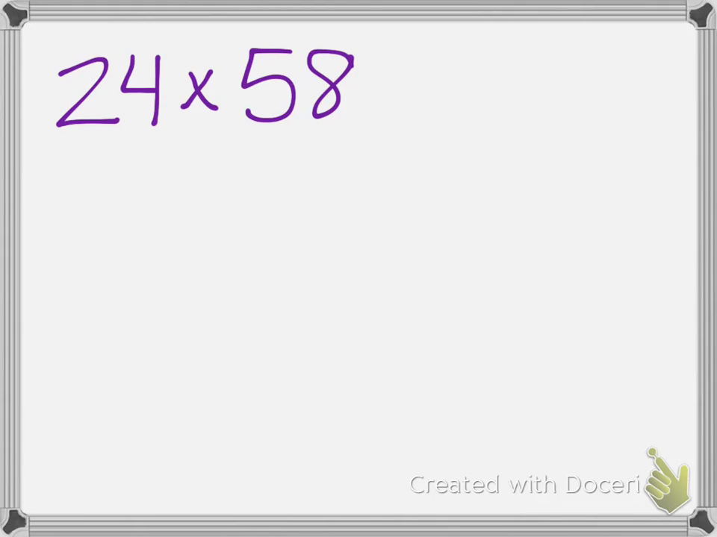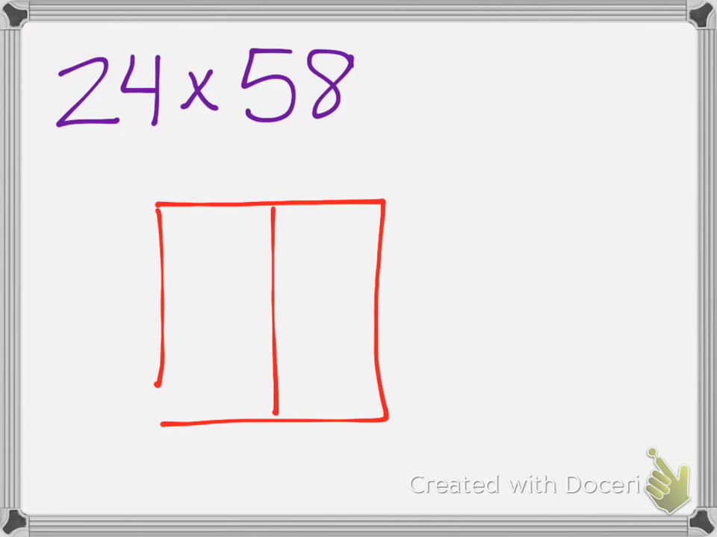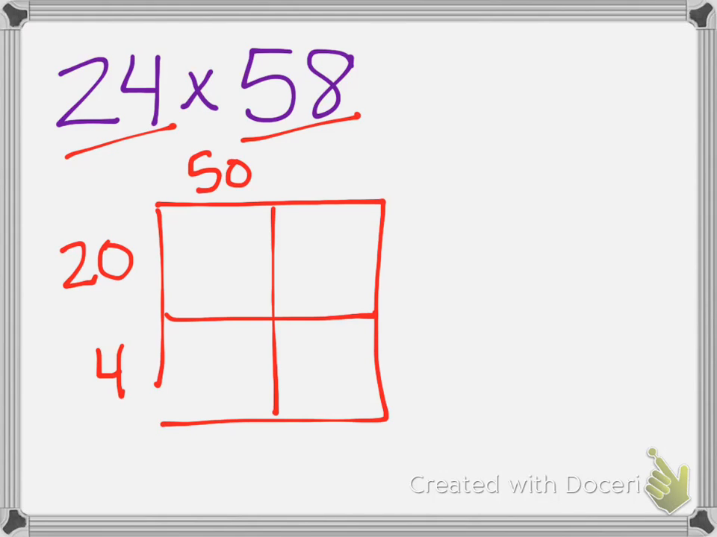Here's another example. Make your area model. I have 20 and 4, 50 and 8. Sometimes when kids see this, they don't keep their distribution together. Please make sure that they're keeping the 20 and the 4 on one side and the 50 and the 8 on top. Then you can go ahead and start multiplying.